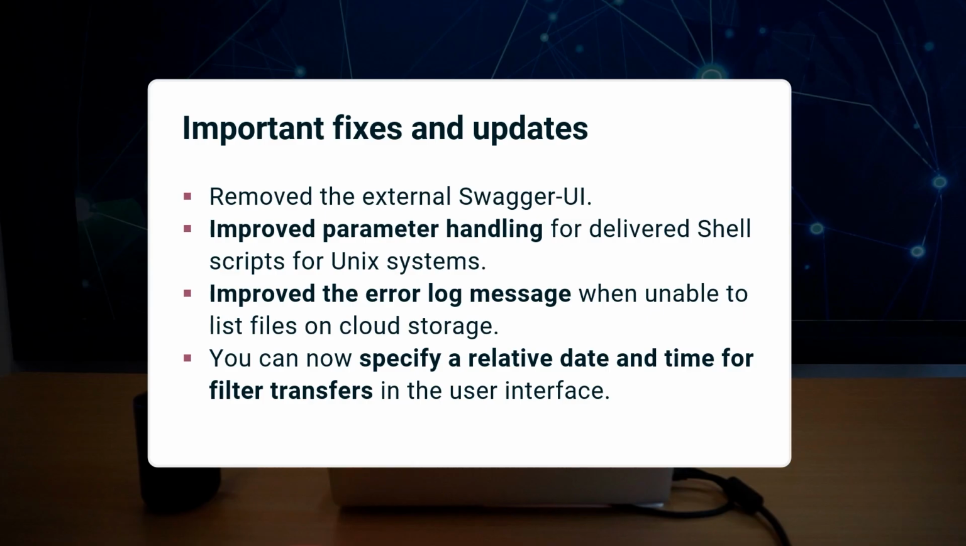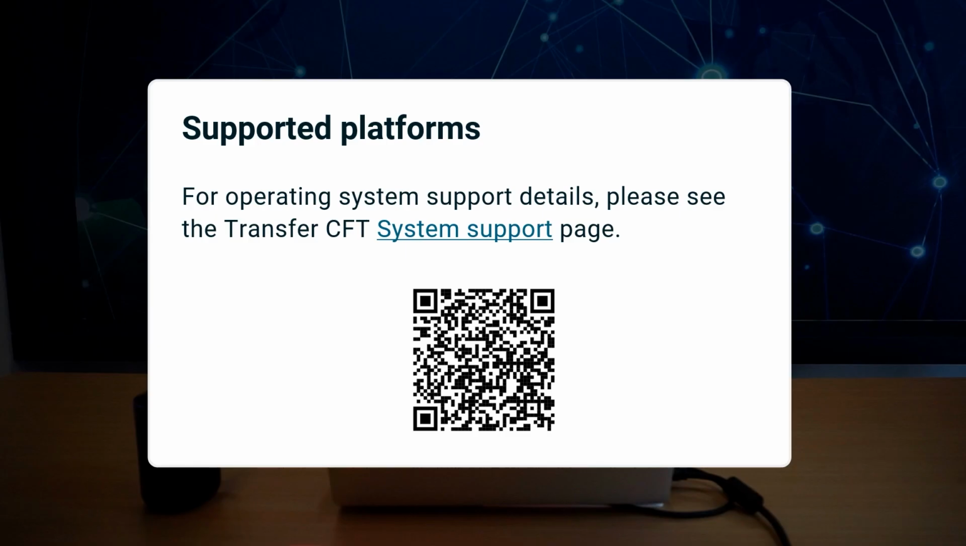Fixes and updates in this release include the following: removing the external Swagger UI, improving parameter handling on Unix systems, improved error log messages, and you can now specify a relative date and time for filter transfers in the user interface. You can find supported operating systems for Transfer CFT on the System Support page.